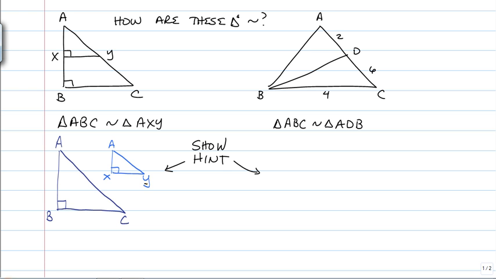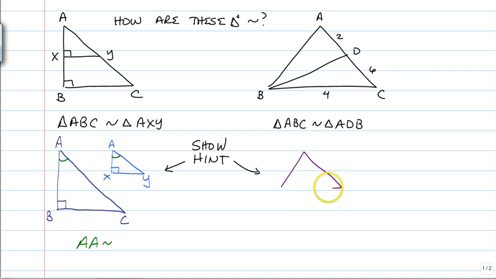So what do you think? Are they similar? Because it looks like we have a 90-degree angle. Can you prove those triangles congruent with one 90-degree angle? And the answer is yes, because angle A is in both triangles. So technically you do have angle similarity because you do have two congruent angles since A is in both of those triangles.